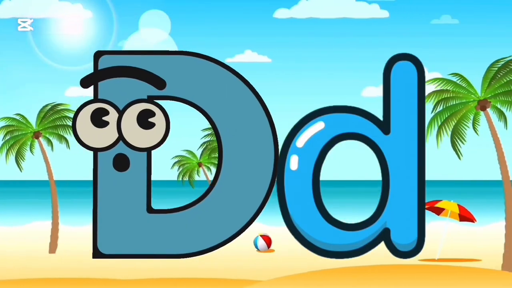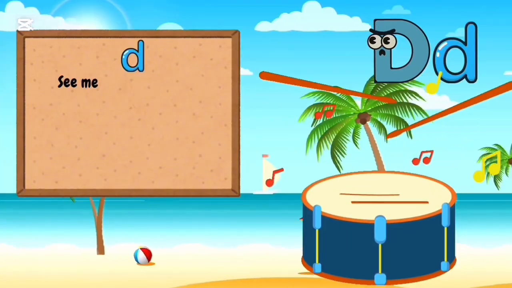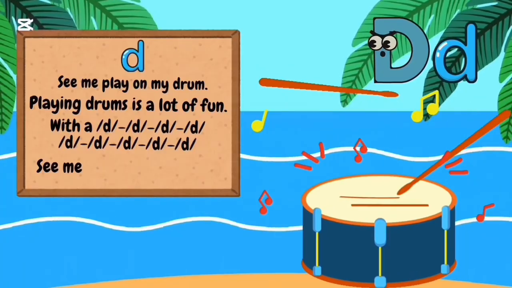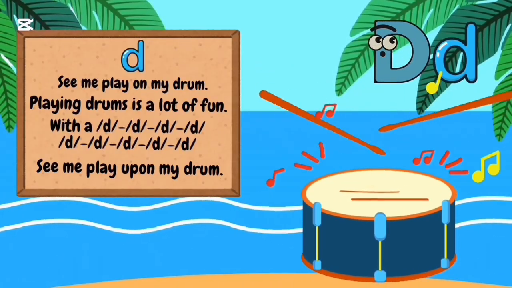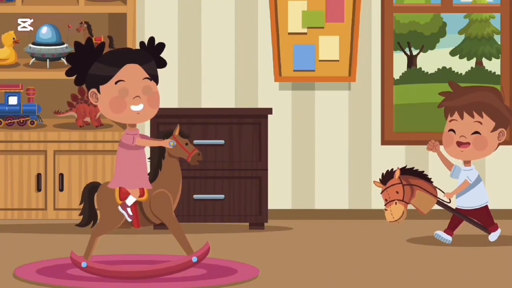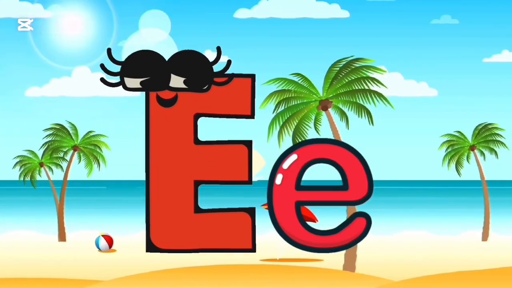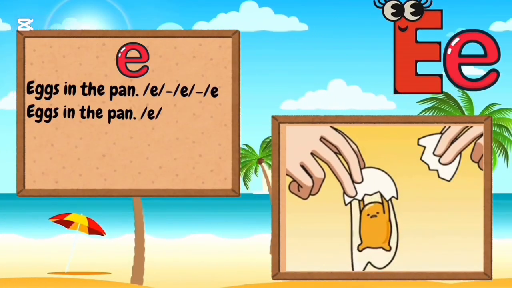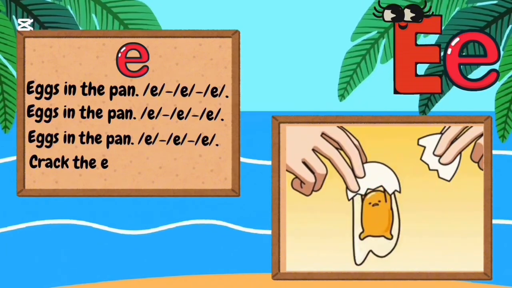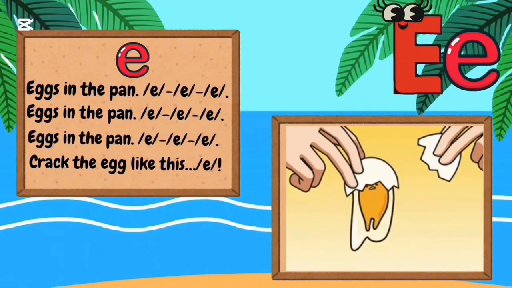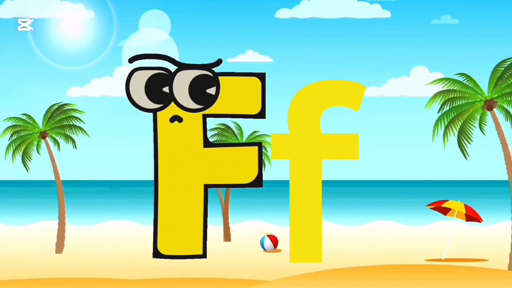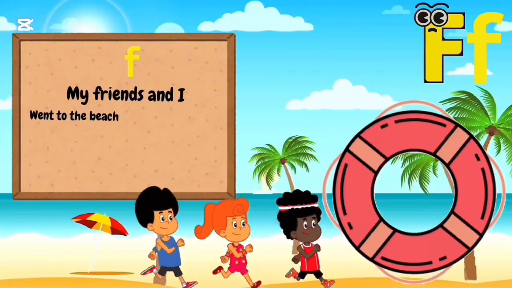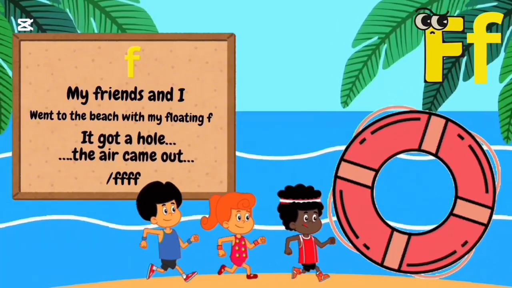D, d. See me play on my drum. Playing drums is lot of fun with a d. See me play upon my drum. Eggs in the pan, eggs in the pan, eggs in the pan, crack the egg like this. My friends and I went to the beach with my floating fish. It got a hole, the air came out.